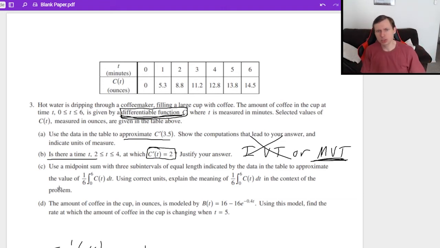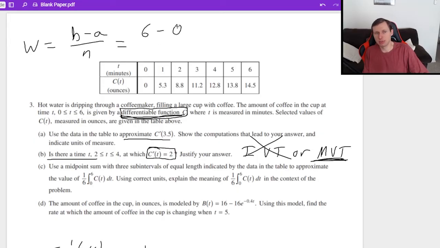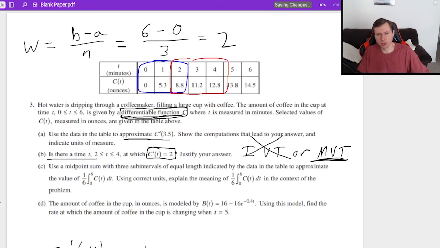I should also say I want my 3 intervals. If you want to easily find the intervals and they're equally spaced, then the width of each of your rectangles is going to be b minus a over n, where b is the top number 6, a is the bottom number 0, and n is the number of subintervals, 3. That's just going to be 2. So in other words, this is going to be one of our Riemann sums. From 2 to 4 is going to be another. And then the last one is going to be from 4 to 6.